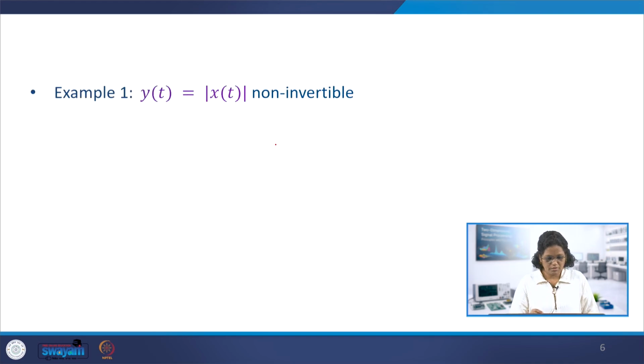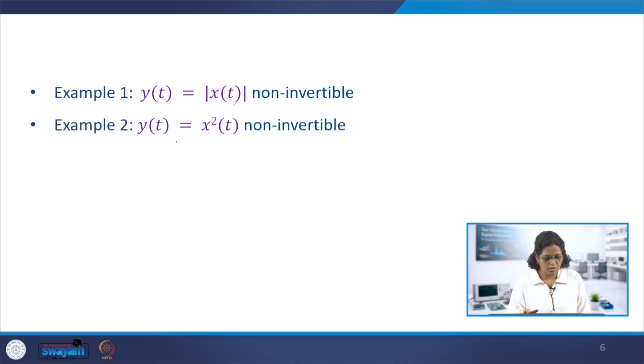For example, we see y of t equal to absolute x of t. Here x of t can be positive or negative. If it is negative, the magnitude would be y of t, and if it is positive, the magnitude would also give y of t. So taking the absolute of x of t is non-invertible because it is not a one-to-one mapping. This y of t can have the same value for multiple x of t's. Whether x of t is positive or negative, because of the absolute, it would give the same y of t. So, this is a non-invertible system.